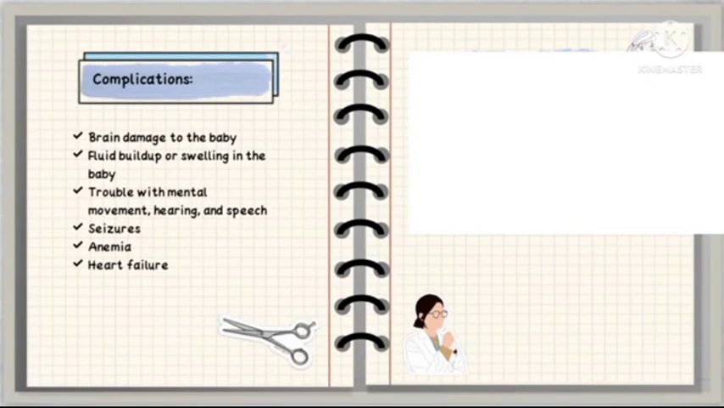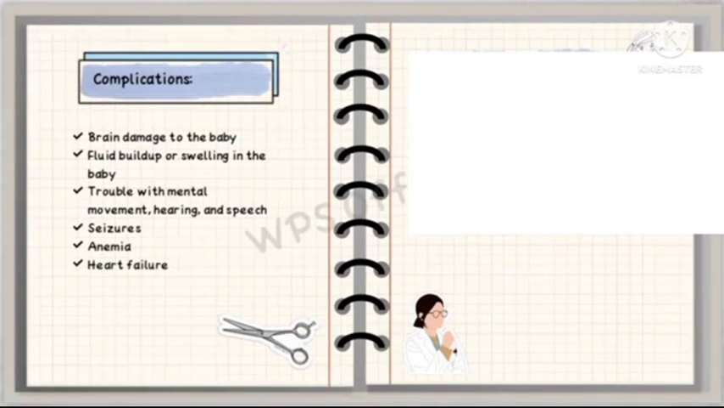Next are the complications. Severe cases in which the effects of Rh incompatibility are not prevented can result in severe complications. These complications may include brain damage to the baby, which is known as kernicterus, fluid buildup or swelling in the baby, trouble with mental function, movement, hearing and speech, seizures, anemia, and heart failure. This condition is preventable. If you think you may be pregnant and you have an Rh negative blood type, you should talk with your doctor to determine the best plan for you.